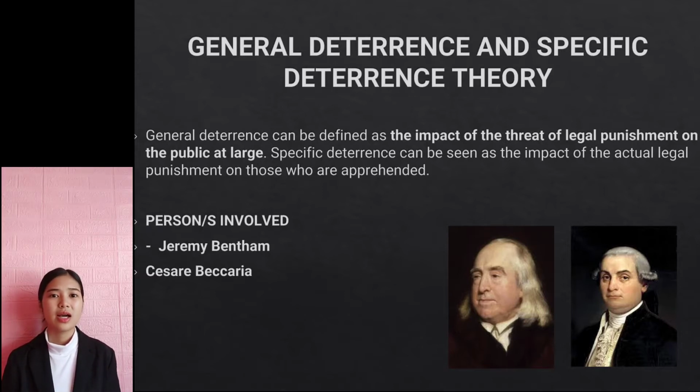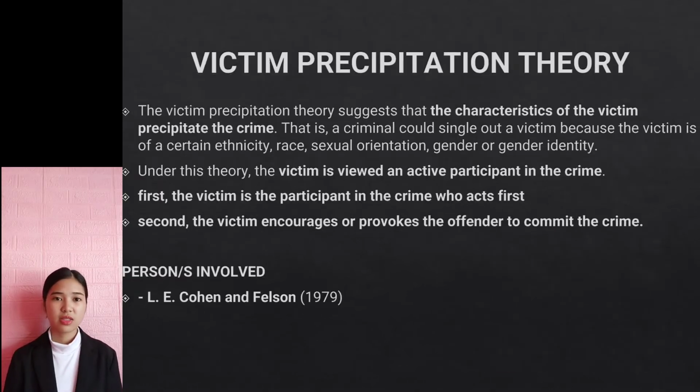Cesare Beccaria is the father of deterrence theory. Juveniles around the United States are committing crimes every day. When they commit these crimes, they may not know of the consequences that come with committing a crime until they get caught. So, next is victim precipitation theory.